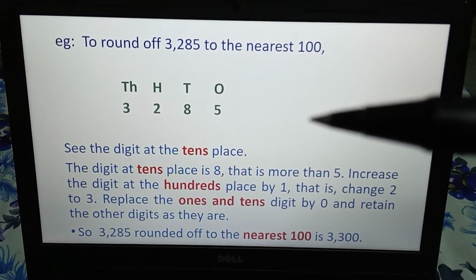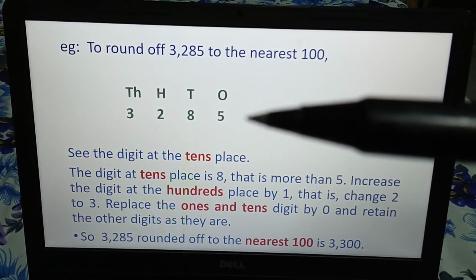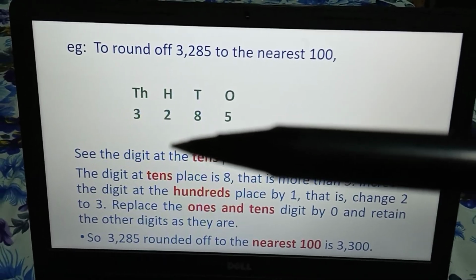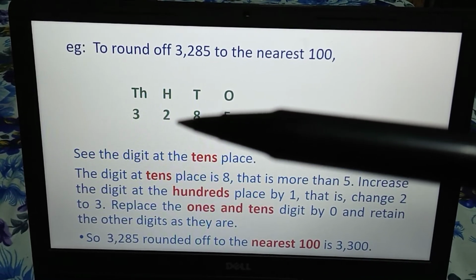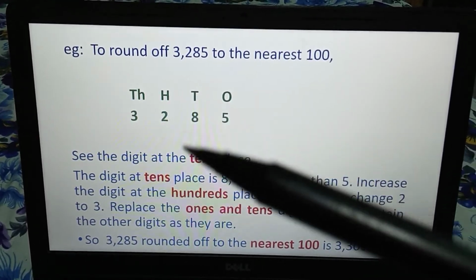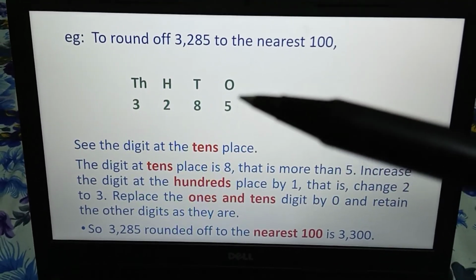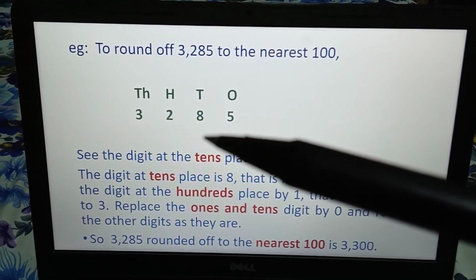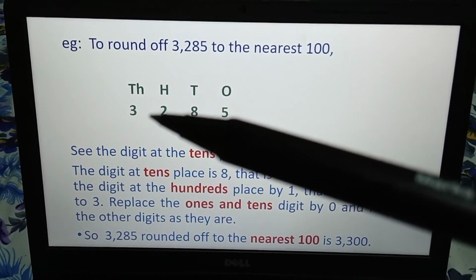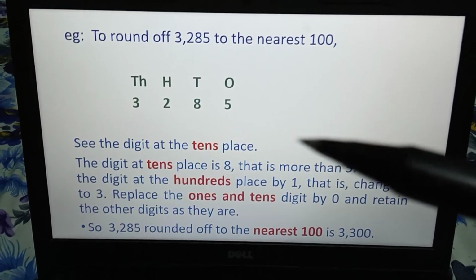So we will follow rule number 2. In that rule, what is the thing? We will convert the ones and the tens place to 0, but we will increase the digit at the hundreds place by 1. Clear? Ones and tens digit will become 0, 0 and the hundreds place digit will be increased by 1. So what will be the changes? Here 0, here 0 and here 2 will be increased by 1. That is 2 will become 3. So our number will be 3300.